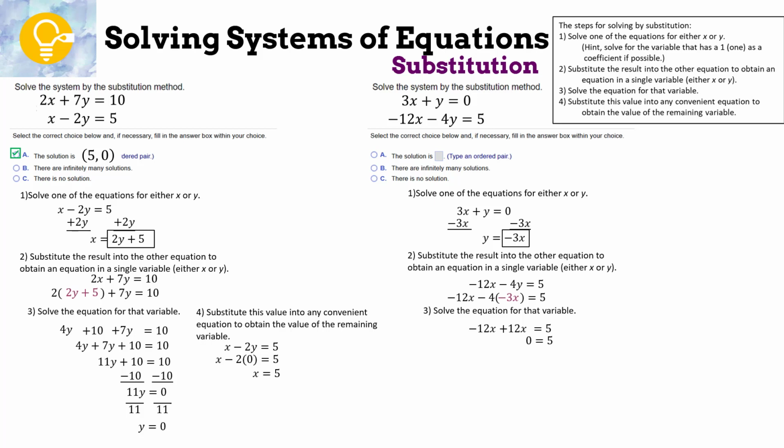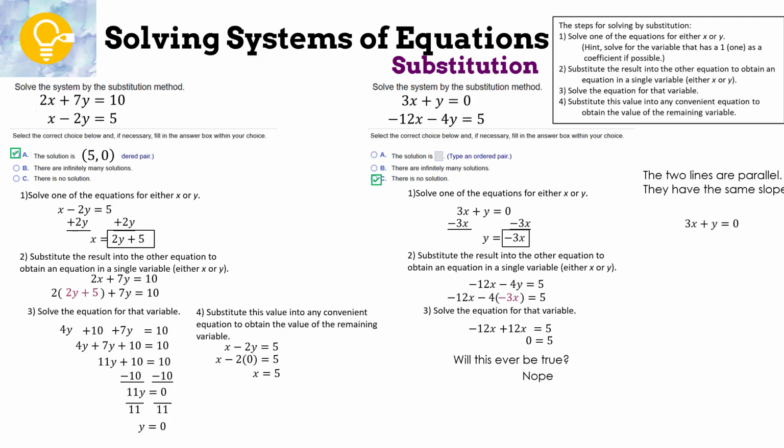Now here's one of those weird cases. Will 0 ever equal 5? Will that ever be true? No, it's never true. And since it's never true, there's no solution. Since there's no solution, these two lines are parallel. They have the same slope. Well, let me prove it to you.